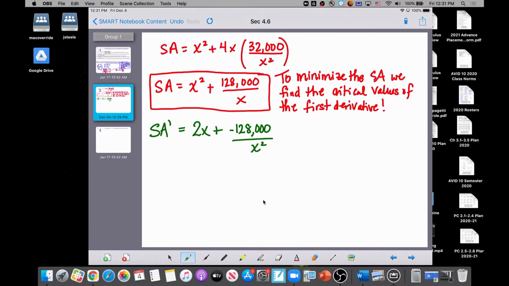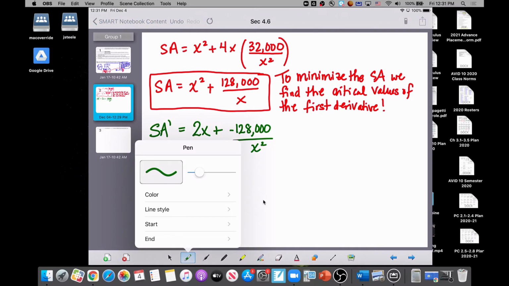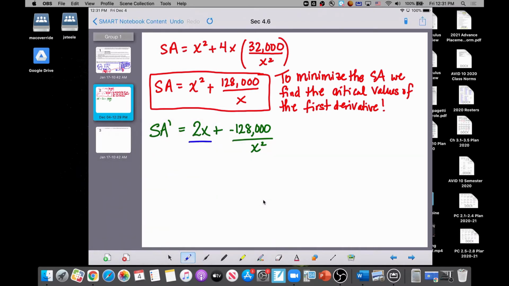So I think what I'm going to do, just to make this a little bit easier, is combine these two terms into a single fraction. So I'm going to make a common denominator. If I want to put x squared under this term, then I'm going to have to multiply the 2x by x squared. So my surface area prime is going to be equal to 2x cubed minus 128,000 divided by x squared.